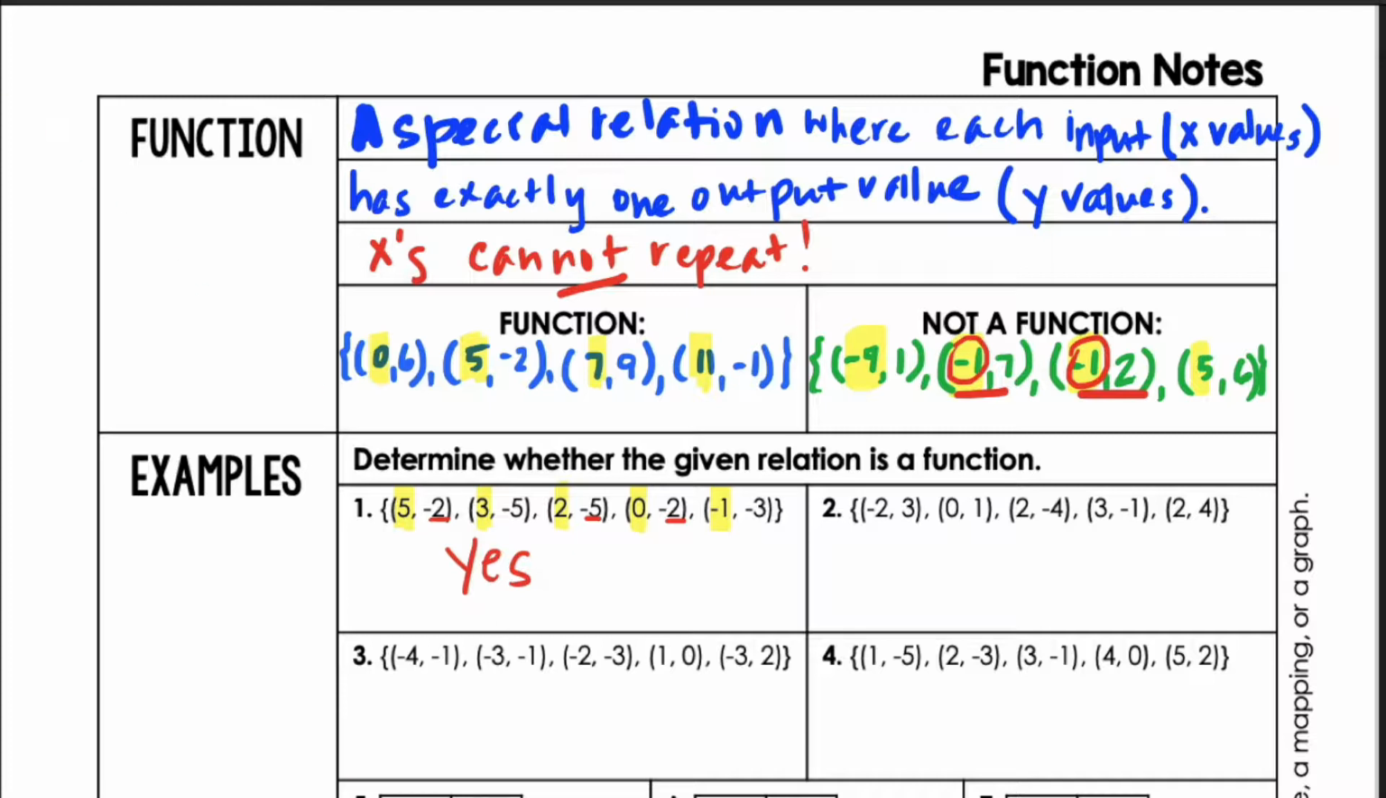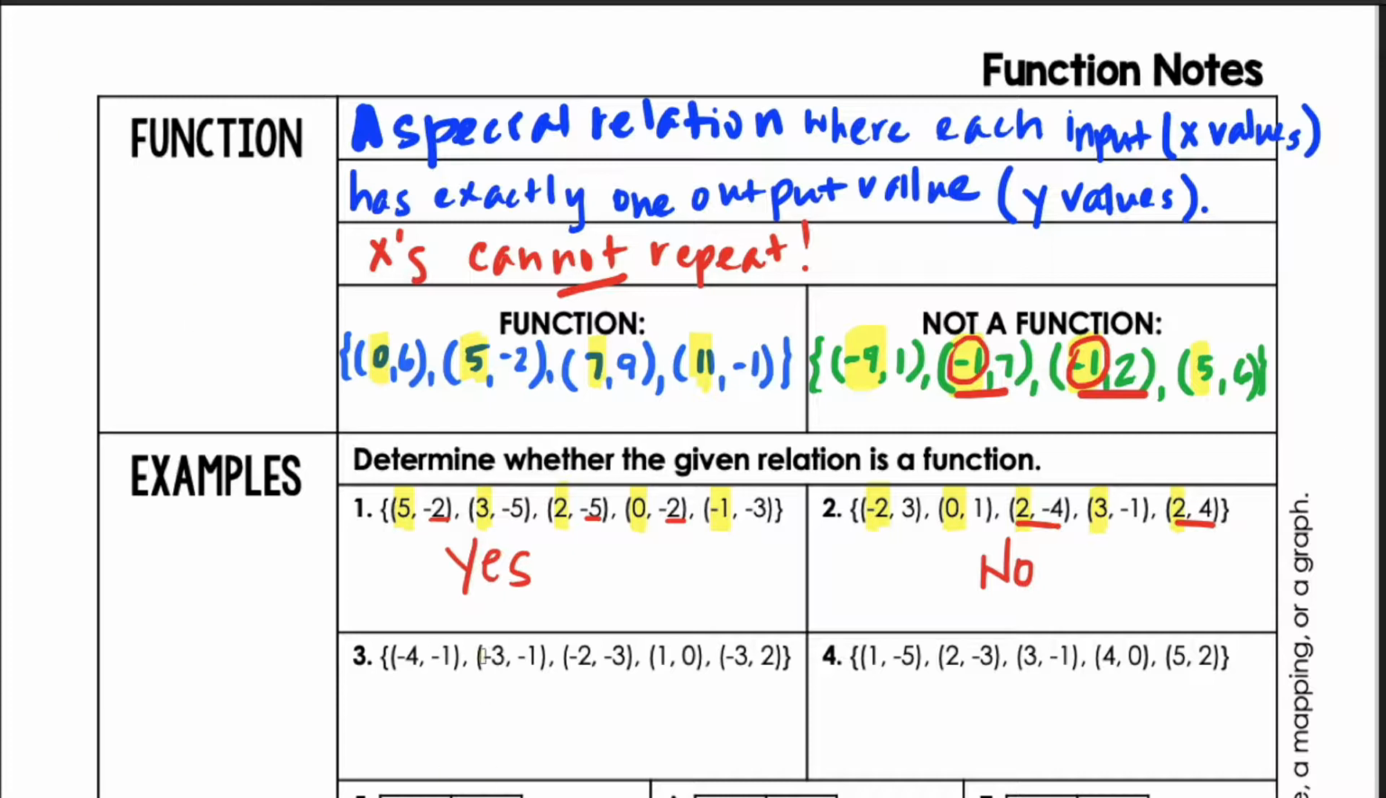Okay, let's look at number 2. Again, we're just focusing in on my x values. So we have an x value of -2, x value of 0, x value of 2, x value of 3, x value of 2. Okay, and we're looking for any that repeat. And right here, x value of -2 is being assigned to -4, and the last ordered pair, x value of 2, is being assigned to +4. So this would be no, it is not a function since you have the same x value being assigned to more than one y value.